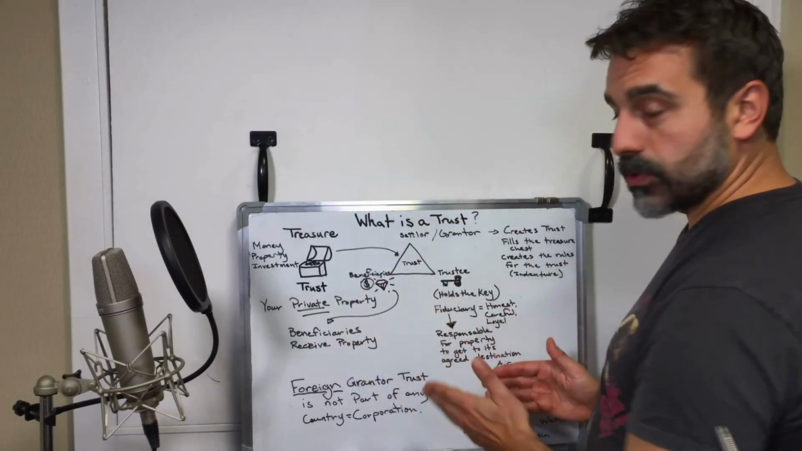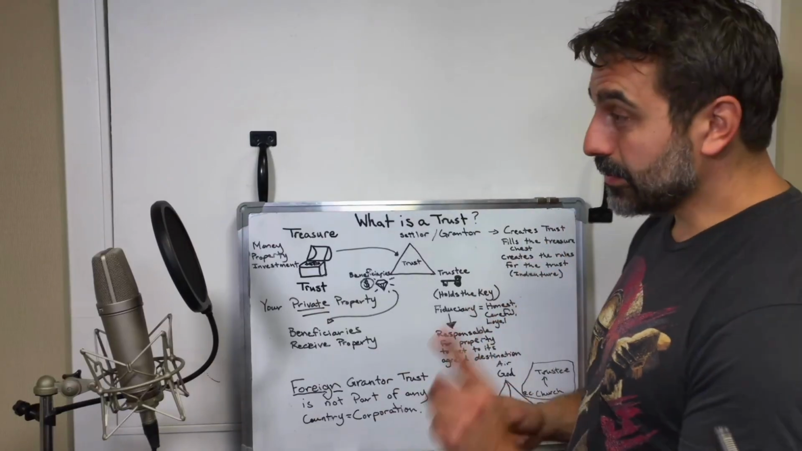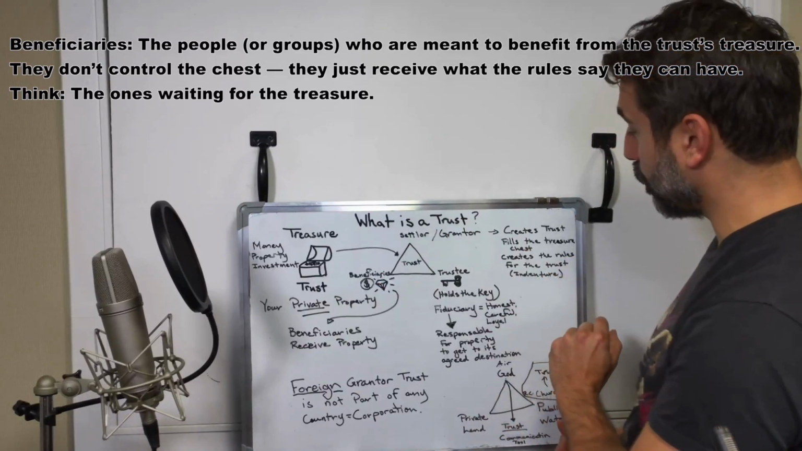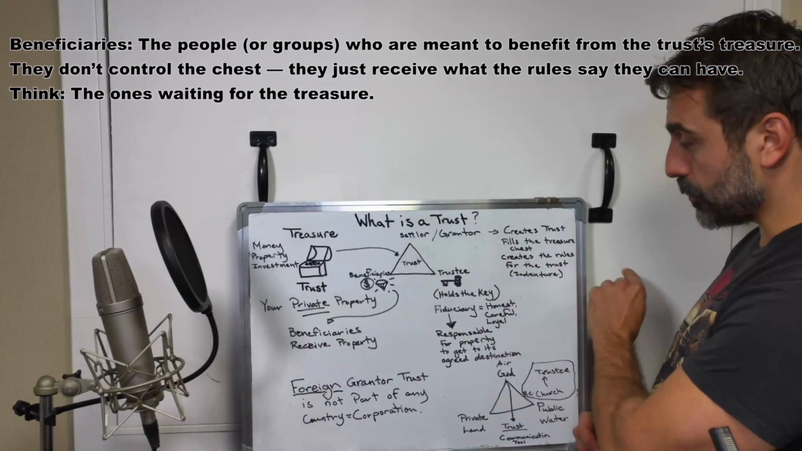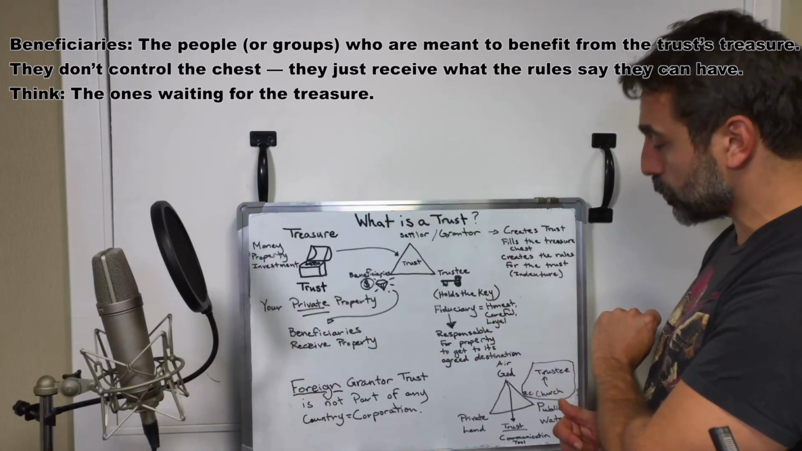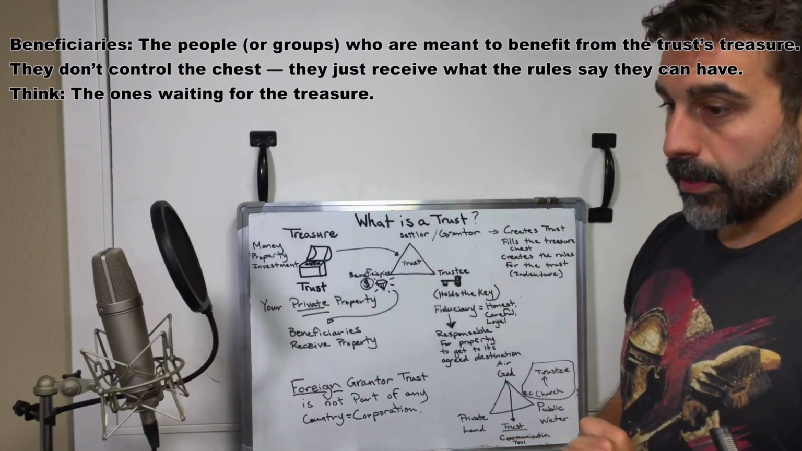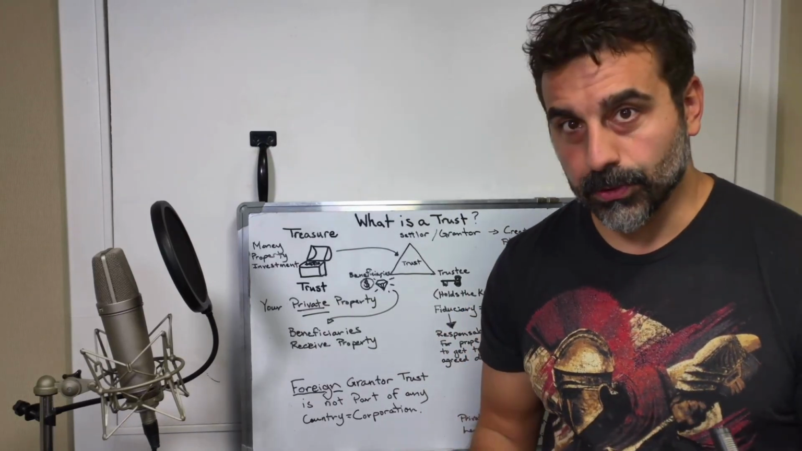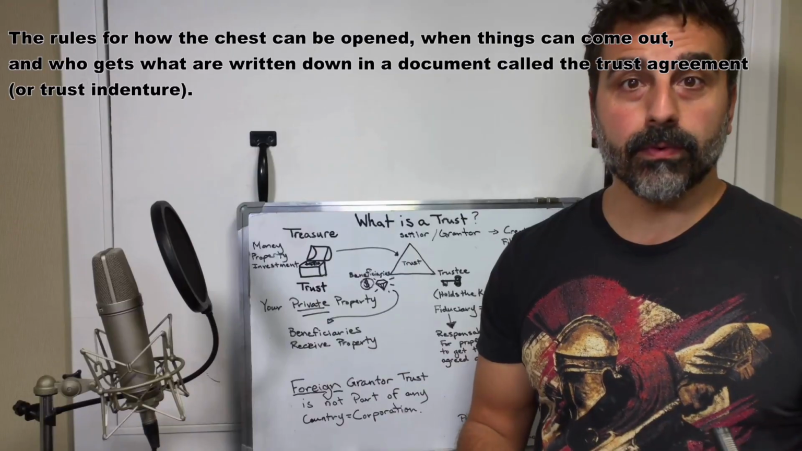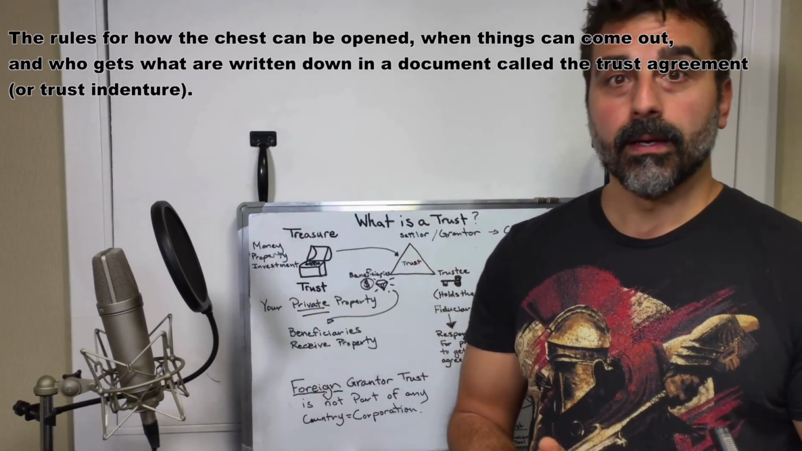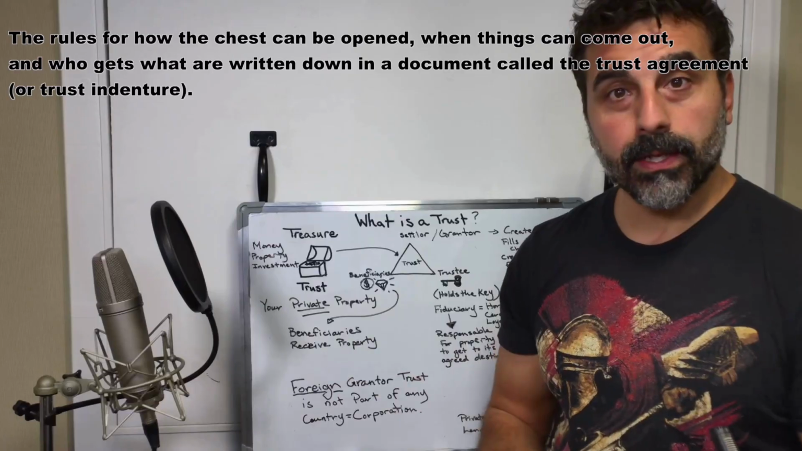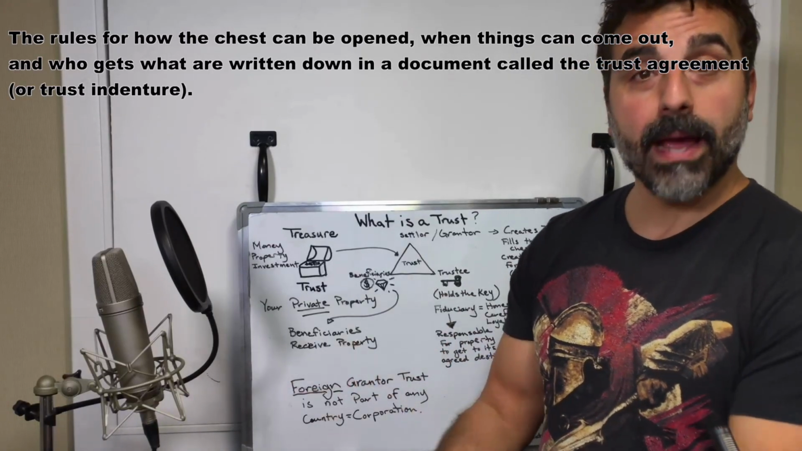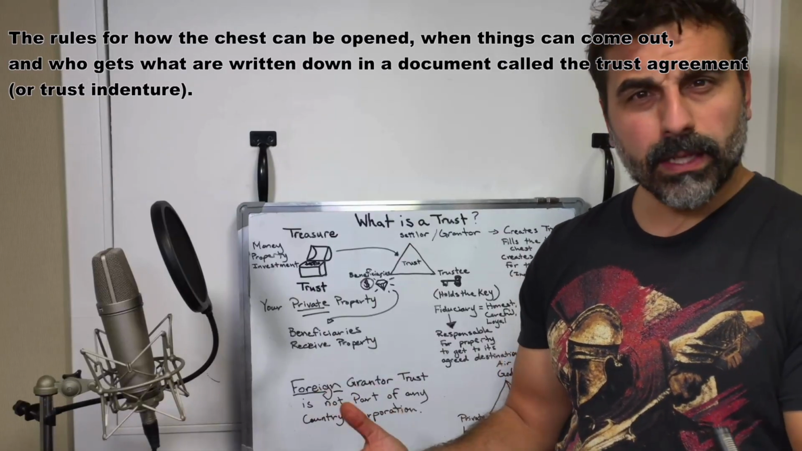The beneficiaries receive the property, but they receive it under the rules set up by the settlor grantor, who creates the trust, fills the treasure chest, creates the rules for the trust. This is primarily called a trust indenture. It's basically the rules of the trust. I have the trust, I put in a property. Now I need to create rules that are followed when this property is passed on. So it's kind of like a will in a sense, but it's for a trust.